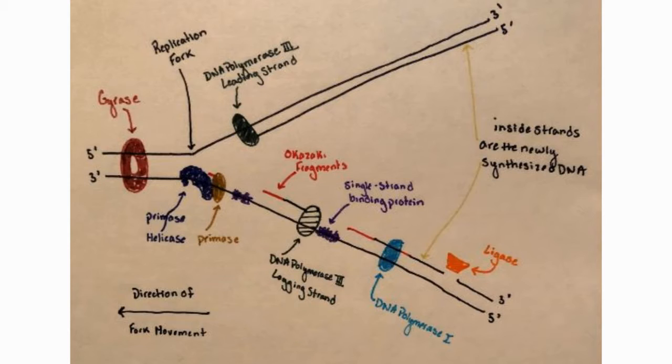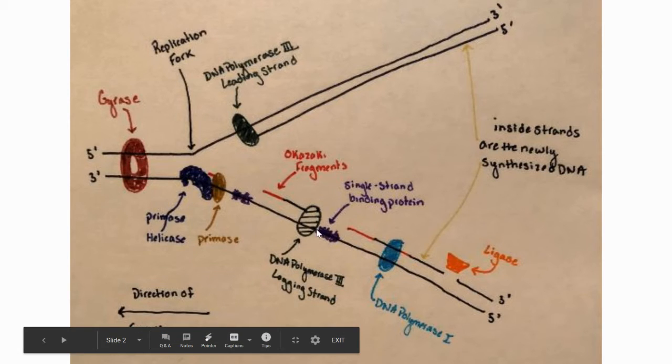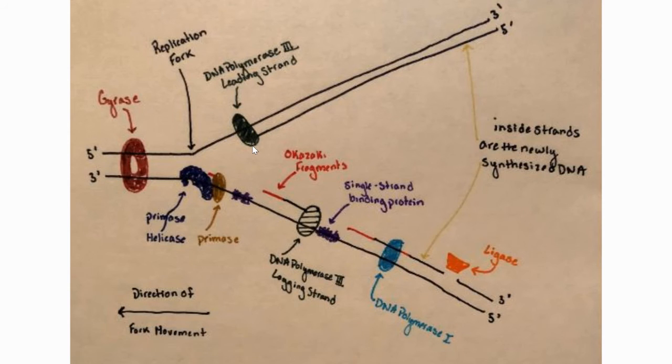DNA polymerase III is an important enzyme that adds nucleotides one at a time to the growing DNA chain. DNA polymerase III is only able to add nucleotides in the 5' to 3' direction, since a new DNA strand can only be extended in this direction. So that's why we have a lagging strand DNA polymerase III and a leading strand DNA polymerase III. They are working in opposite directions of each other.